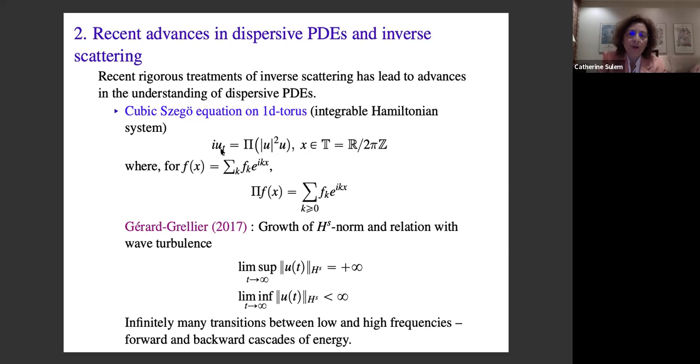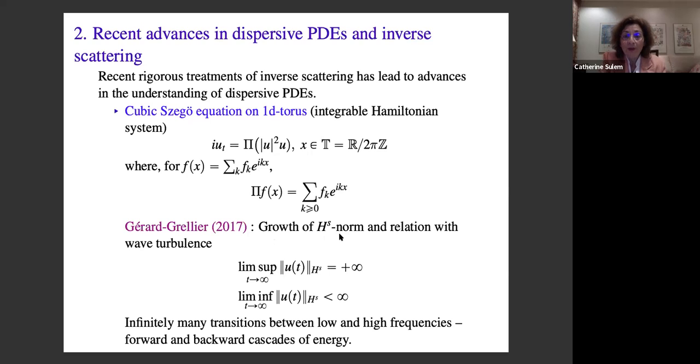i du dt, where u is a function of x and t, equals pi applied to this nonlinear term |u|^2 u. And what is pi for a function f expressed in its Fourier series? It is a projection on the positive wave numbers. So it's a non-local operator. It is a completely integrable Hamiltonian system. And Patrick Gérard and Sandrine Grellier studied this equation in very much detail. And in 2017, they showed that the H^s norm of this function grows in time.